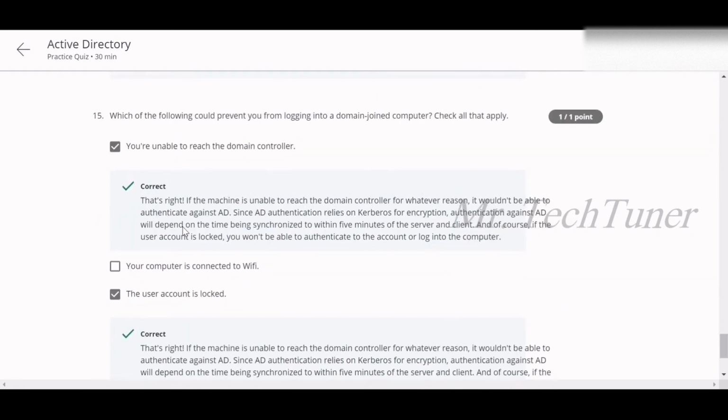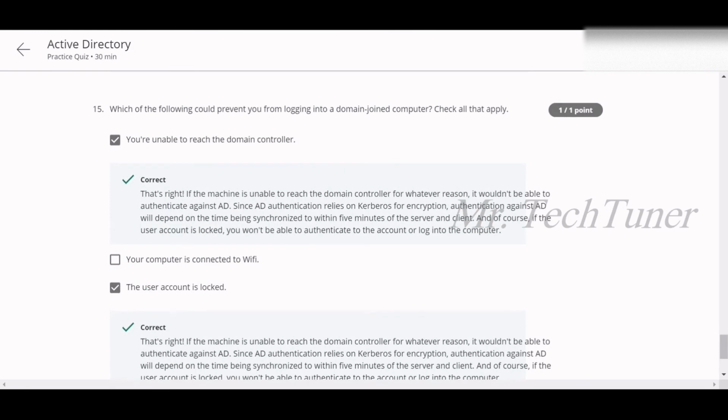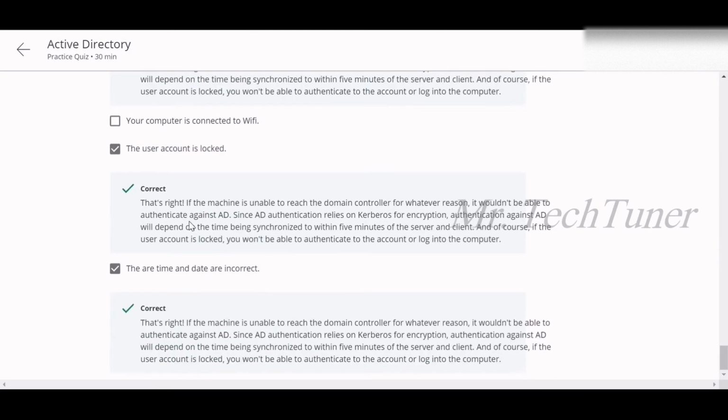Number 15, and basically the last one so far, which of the following could prevent you from logging into a domain joined computer? First of all, you are unable to reach the domain controller, and secondly, the user account is locked, and lastly, or third, the time and date are incorrect. So okay, that's all about Active Directory.